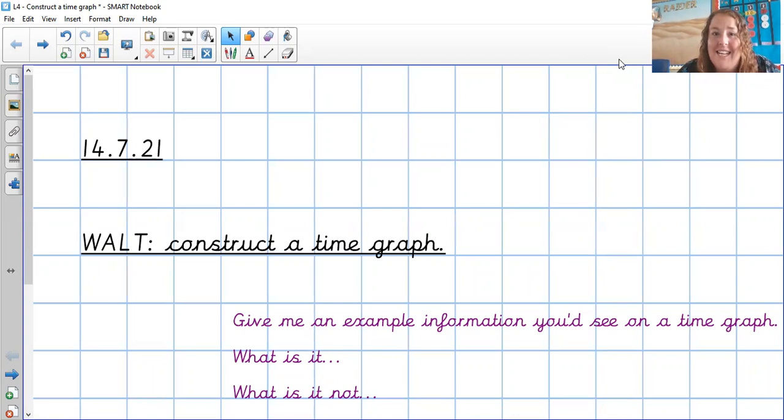So this is your maths lesson for Wednesday the 14th, and today we're going to be learning to construct a time graph. Now, hopefully you know what the word construct means because we looked at it last week when we were looking at bar charts. But in case you've forgotten, it just means to build or to create. So we're going to be doing that with time graphs today. Okay, let's get started then.